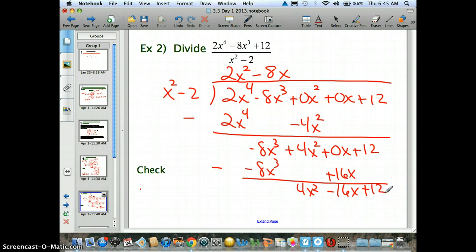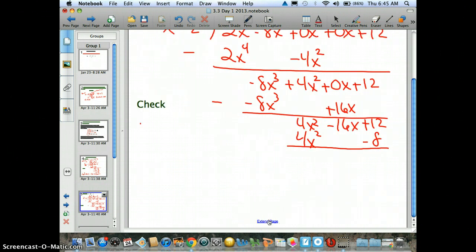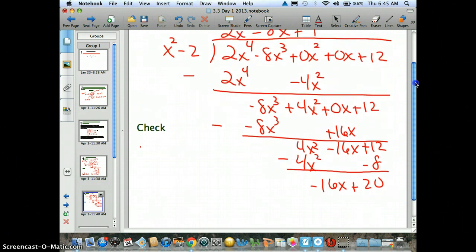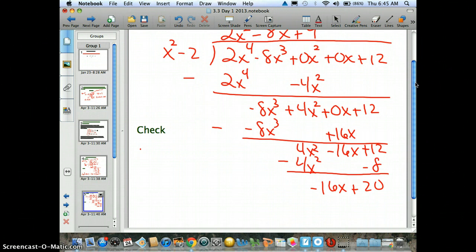We can do this one more time, because if we take x squared times 4, we get 4x squared. So we take a plus 4 here, and then we multiply through again and get 4x squared. And then that's a minus 8 here. Notice we put it under our constant 12. Then when we subtract, we get negative 16x plus 20. Remember, once again, that's a subtraction. Notice now that you can't take the x squared by anything to get a lower power of x. Remember, you're not allowed to have negative powers in your polynomials. So we have to stop there, and this is our remainder.